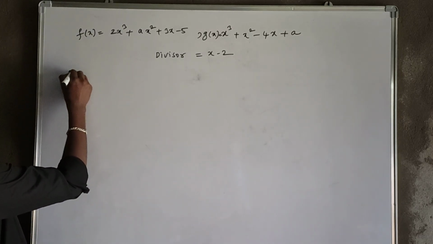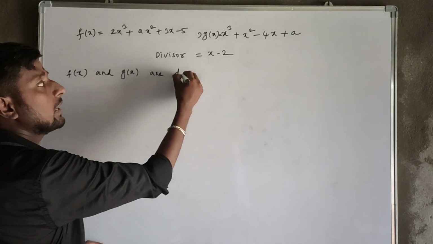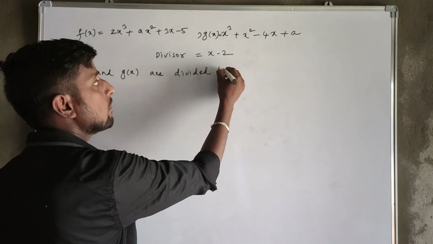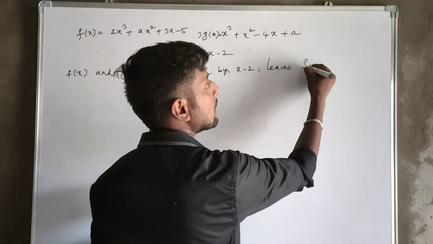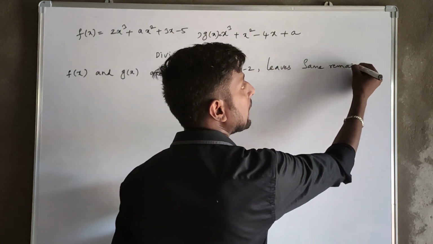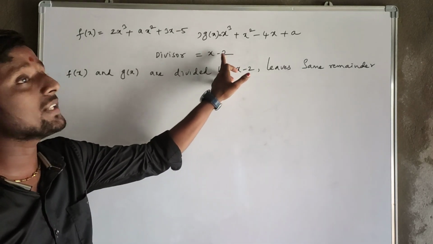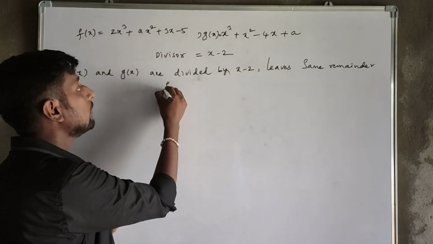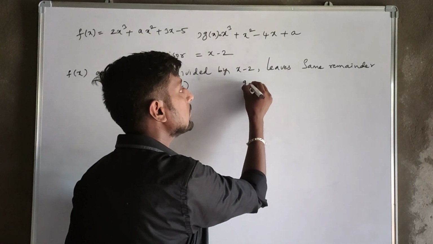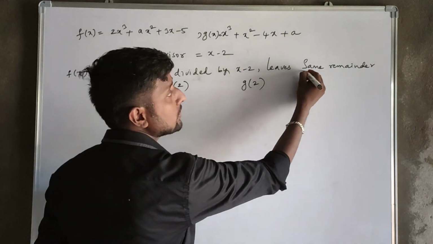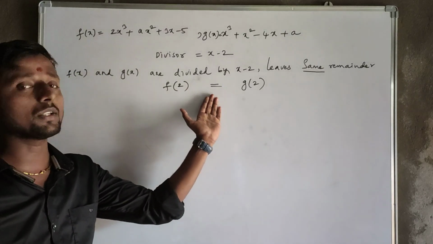So what will I write here? f of x and g of x are divided by x minus 2 and leave the same remainder. The first polynomial's remainder on dividing by x minus 2 is f of 2. The second polynomial's remainder is g of 2. And we know both are the same, so f of 2 is equal to g of 2.